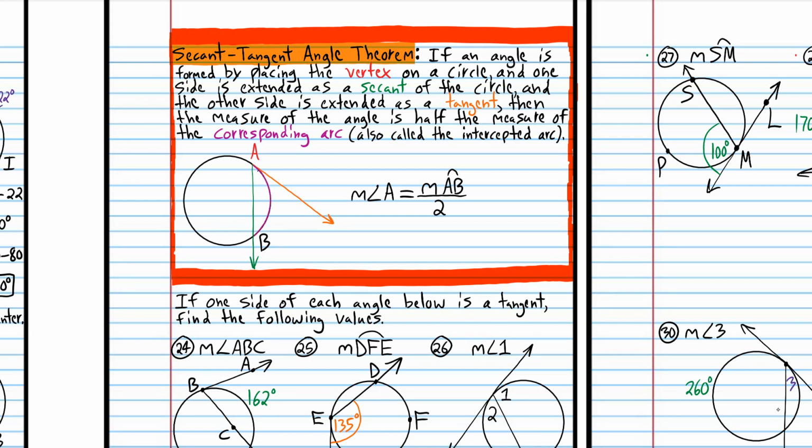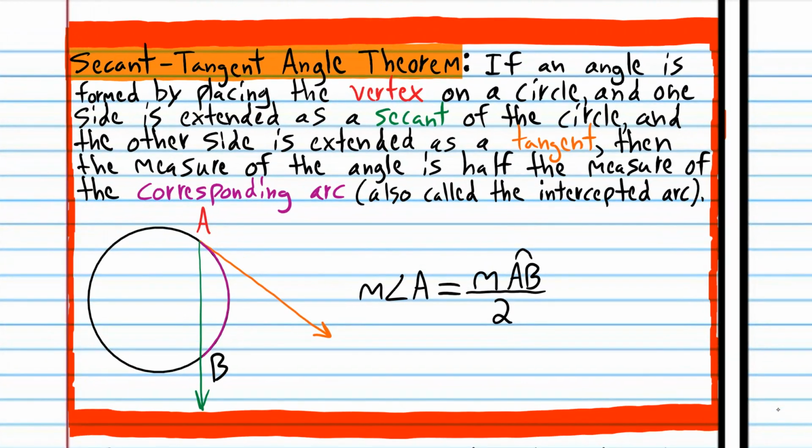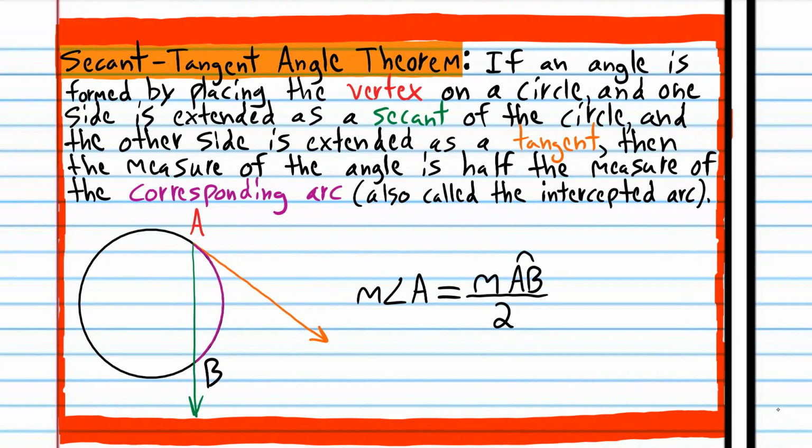So we just take this arc measure, divide it by 2, and that gives us this angle. So it's really nothing big. If you want to get a screenshot or a picture with your phone, because we're going to use this as we go along, you can do that.